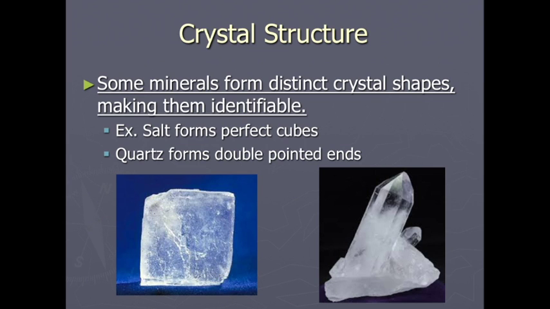So the first of which is a crystal structure. That's the shape that it forms. So what shape do these crystals come out to be? You get salt to form perfect cubes, whereas you get quartz to form those pointed edges. So based on that crystal structure, we can tell them apart by looks.